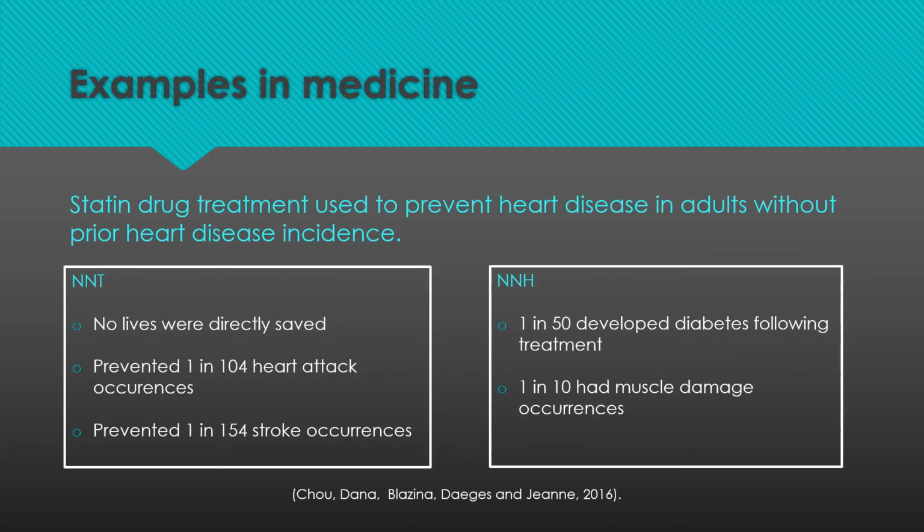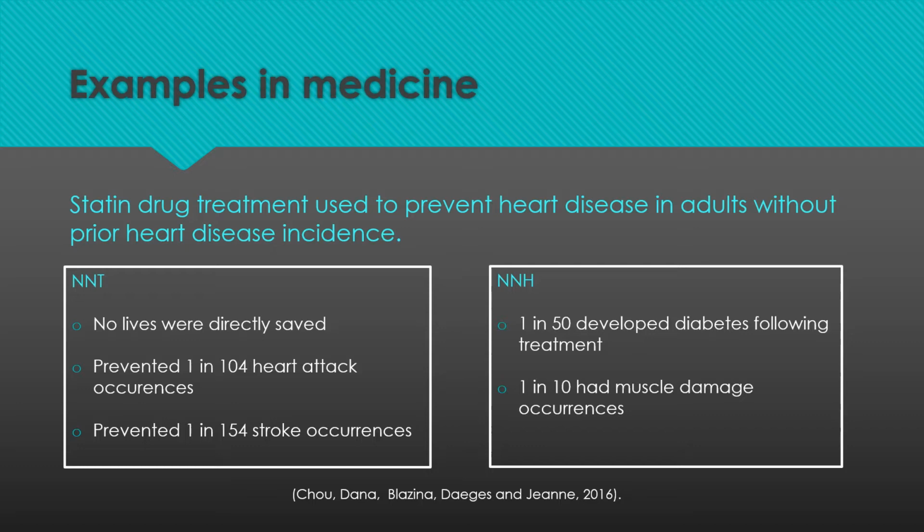An example of this in medicine that I find personally very interesting, and perhaps I'm a little shocked by, is the example of the use of statin drug treatment to prevent heart disease. The statistics speak for themselves. A systematic review of 19 trials showed that statin drugs were not shown to be a life-saving treatment for adults that had not had previous incidents of heart disease.